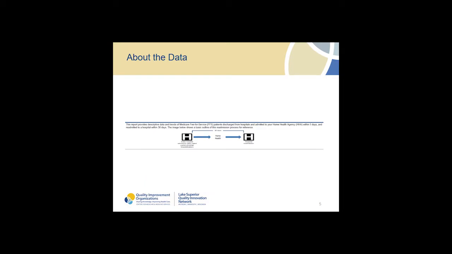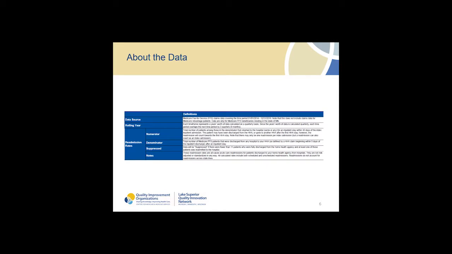The next few slides go into more detail on the About the Data page and outline some of the data in the report. This image, which is at the top of the About the Data page, is a basic representation of that readmission process. As mentioned, the data source for everything in this report is Medicare fee-for-service Part A claims data. This does not include Medicare Advantage patients.